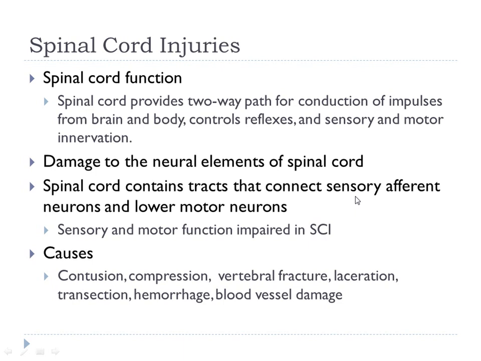Causes of a spinal cord injury, here you go. Usually it's some sort of compression or contusion, which could be caused by a vertebral fracture, hemorrhage, or blood vessel damage. So if you have bleeding around the spinal cord, what's going to happen? That blood doesn't have a lot of place to go, so it's just going to build up and compress the spinal cord. So it's a compression from bleeding.